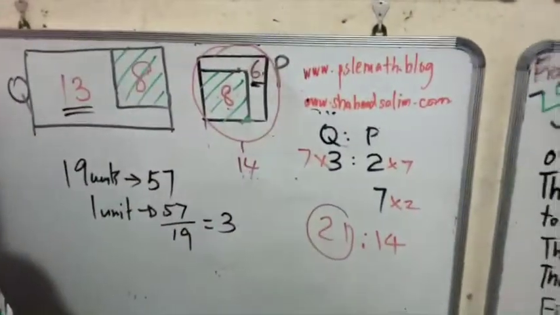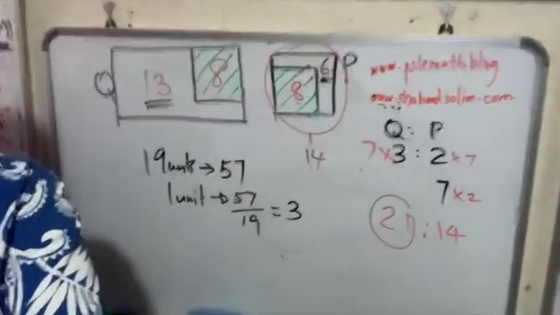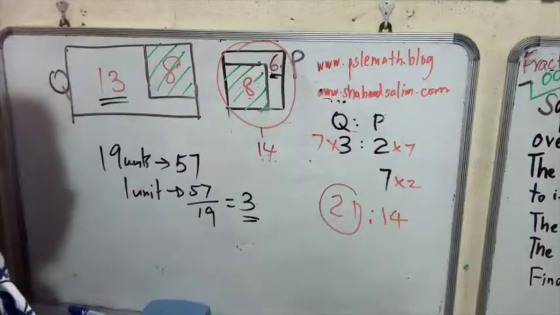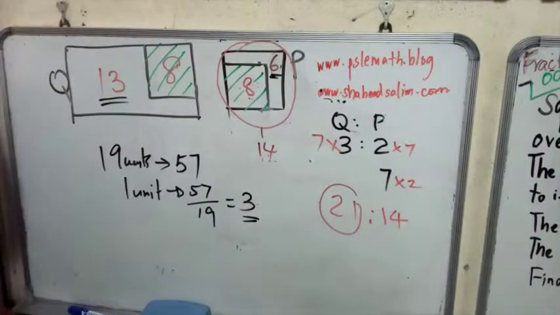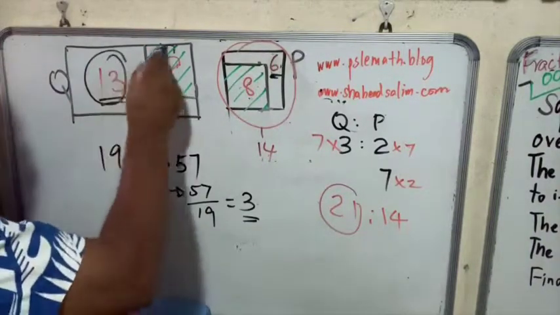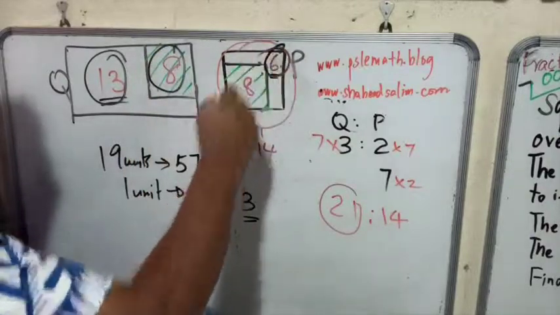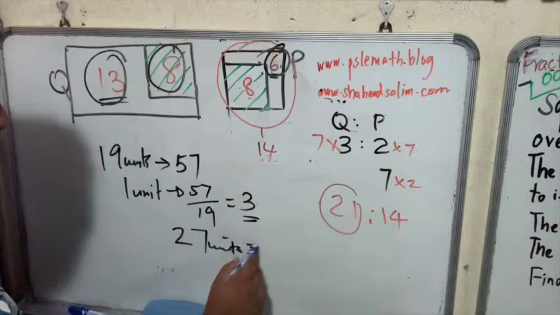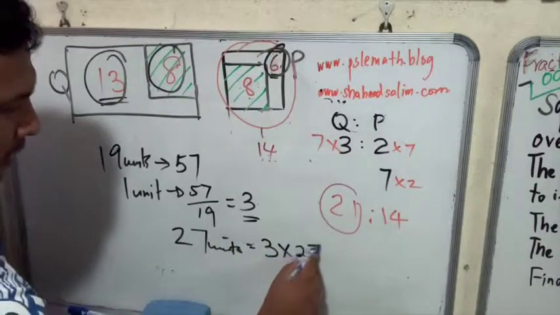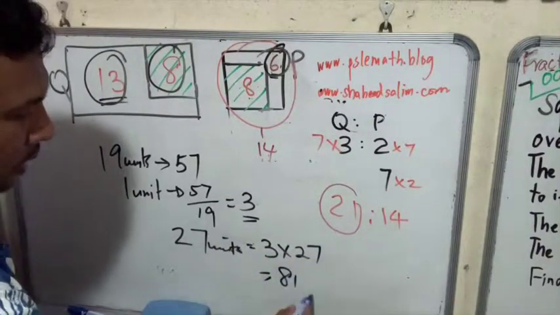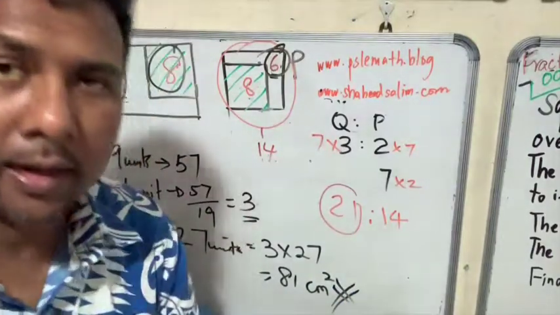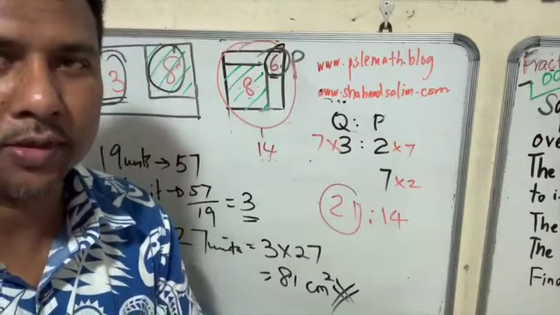So we go back here and find that 1 unit is 3, and we have 27 units. Again, we are adding 13 plus 8 is 21, plus 6. So 27 units would be 3 times 27, which you will get 81 square cm. And that is your solution.